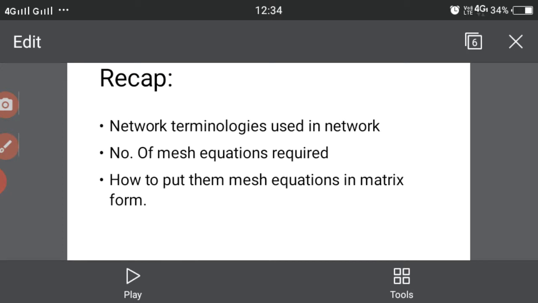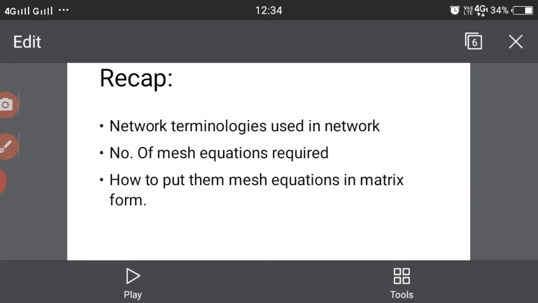In our last class, we studied network terminologies used in networks, the number of mesh equations required, and how to put the mesh equations in matrix form. The network terminologies are: what is a node, mesh, principal node, branch, loop, and mesh equation. These are some of the definitions used in network terminology.